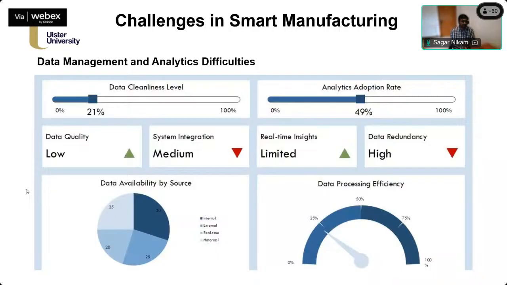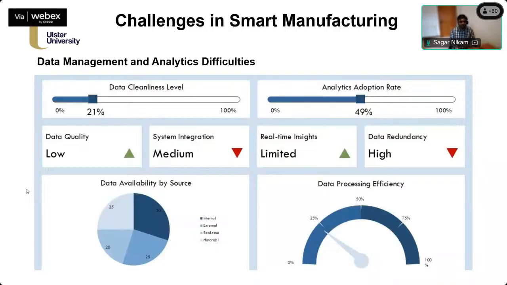For example, in the case of data cleanliness levels, in this case it shows 21%. That means there are a lot of missing values, a lot of inconsistent tags, and a lot of duplication of the data. So when the data isn't trusted, people can't use it, right? And we see that as very low adoption.